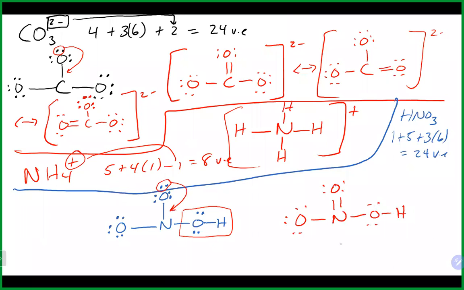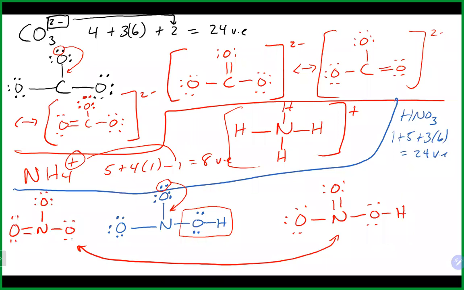Or if you draw it this way, you could draw another resonance structure, which would look something like this if you double bonded to the left. And now everybody has 24 electrons total, and everybody has 8 except for hydrogen, which has 2. Any questions on that? So even as we saw in some of these examples, with a diatomic that has no central atom, you still follow the same procedure.